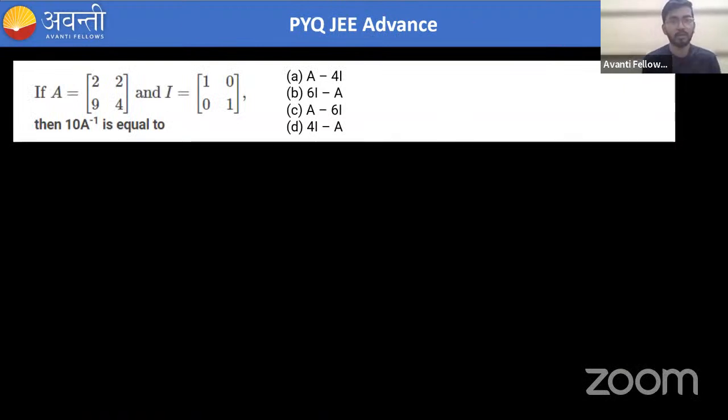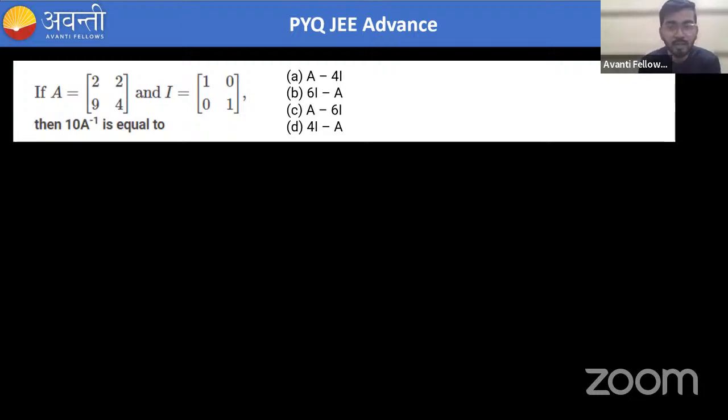Now in this question, you guys can see what the question asked is, right? The question is, if A is given and I is given, then you have to find out 10 times A inverse in terms of A and I.